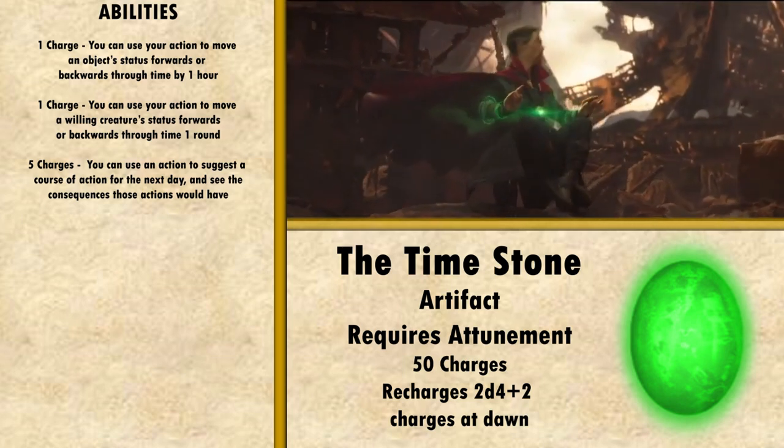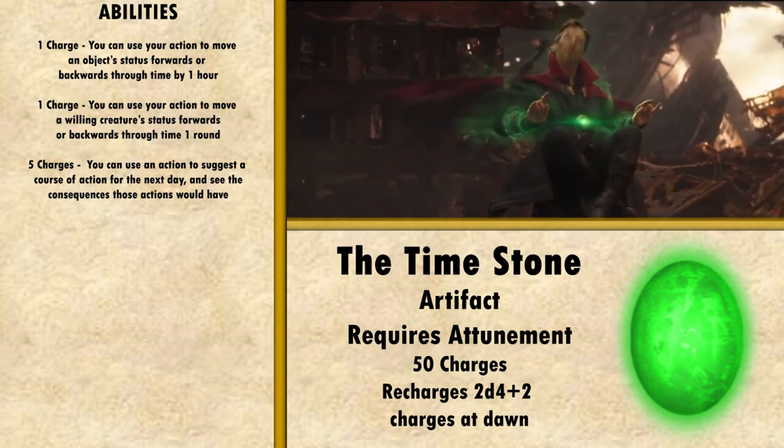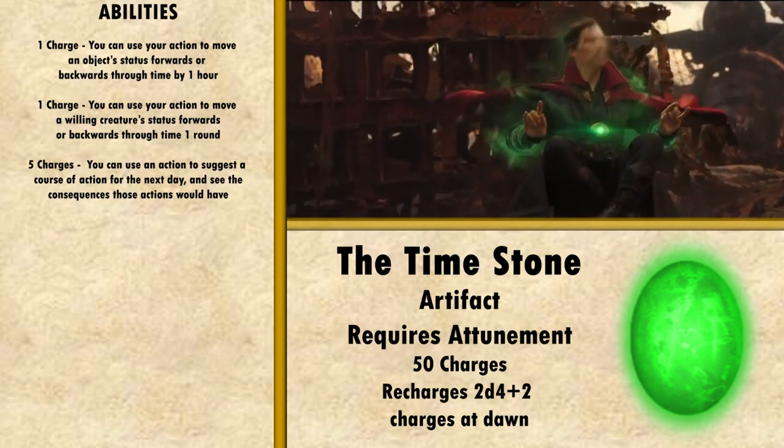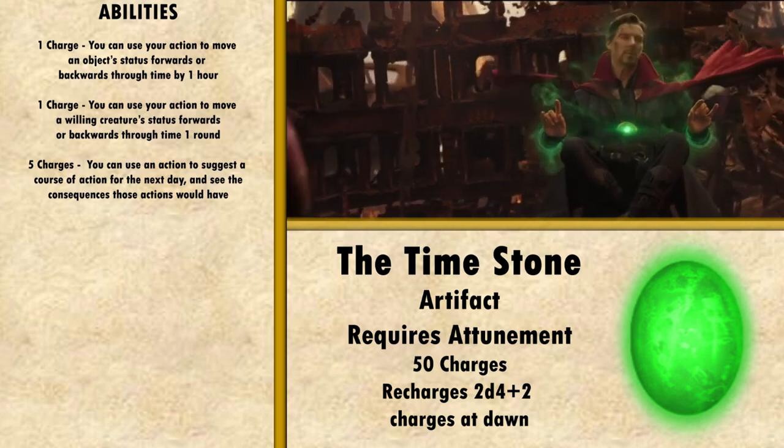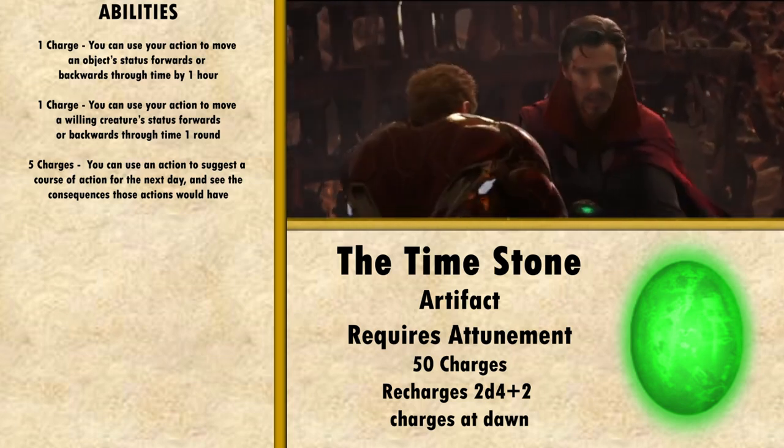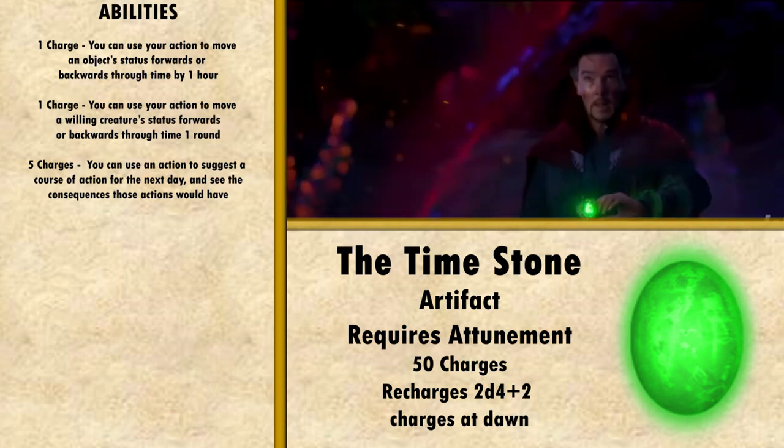Using an action, you can expend 5 charges to suggest a course of action for the next day and see what the consequences of those actions would be. We now move on to the more powerful abilities of the Time Stone.